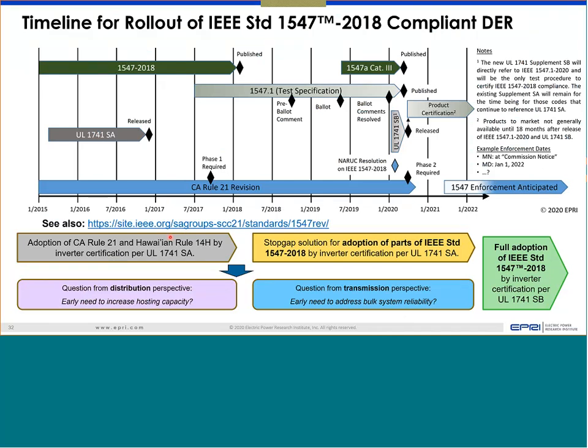And many utilities, maybe many of you or your utility, are now getting ready in terms of modifying their interconnection requirements and making 1547 required in some form or fashion. So that's why it's important to know the status. I think some of the utilities have already put January 2022 as a starting date for the requirement.